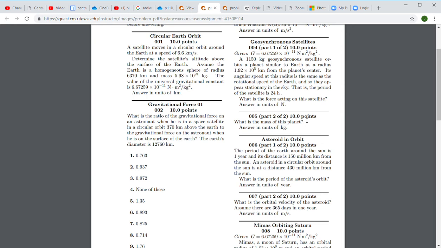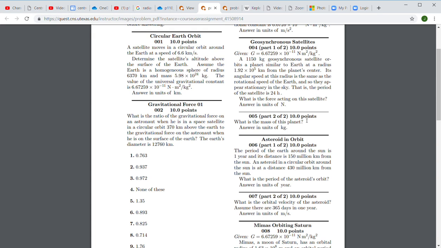So in this case, I guess we have two ways to calculate. Well, we don't know the mass of the planet, so the only choice we have to get this force is to set the force equal to ma.